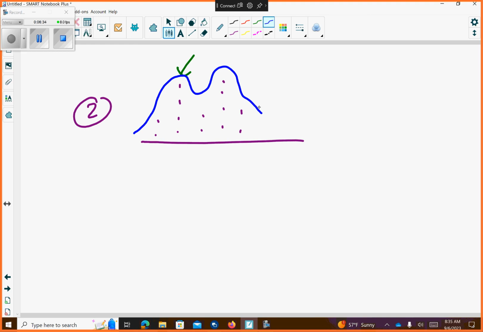Number 3, study each situation, decide which shape each data is likely to form. The number of runs scored each game by a baseball team. Well, if we were talking about an entire season, I would say you have more scores closer to 0 than you would have closer to 100. I mean, if you score 100 runs in a baseball game, it's unbelievable.